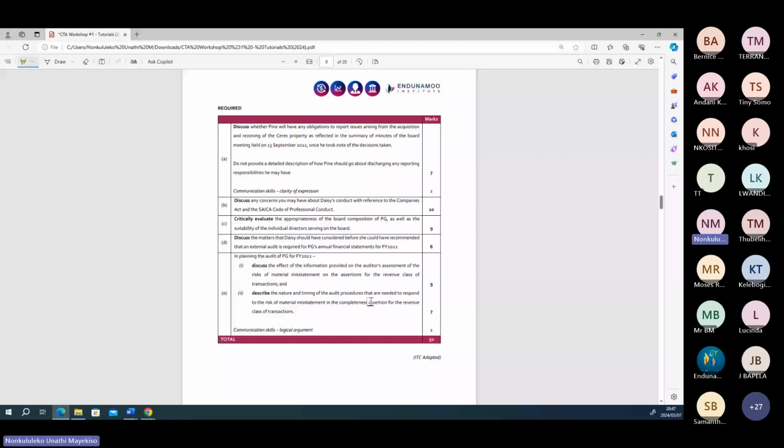Okay, great. Then the one that we didn't really discuss was the matters that Daisy should have considered before she could have recommended that the external audit is required for PG's annual financial statements. So remember yesterday we spoke about how the Companies Act has regulations, and the regulations actually specify who needs to be audited. So based on those regulations, those are the things that Daisy actually needed to look at.